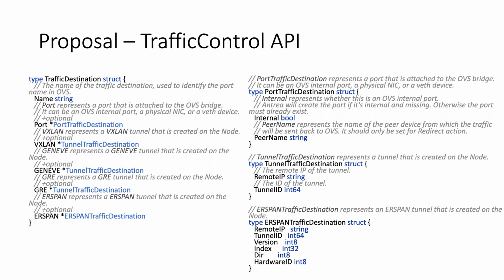Okay, I think I got it. Probably let's think about it a little. Yeah, I just feel it's a little inconsistent between different types, and even between mirror and redirect. I mean, you have a peer name inside the port, but the name is directly under the traffic destination struct. Yeah, I think these are minor things. Probably we can discuss offline.